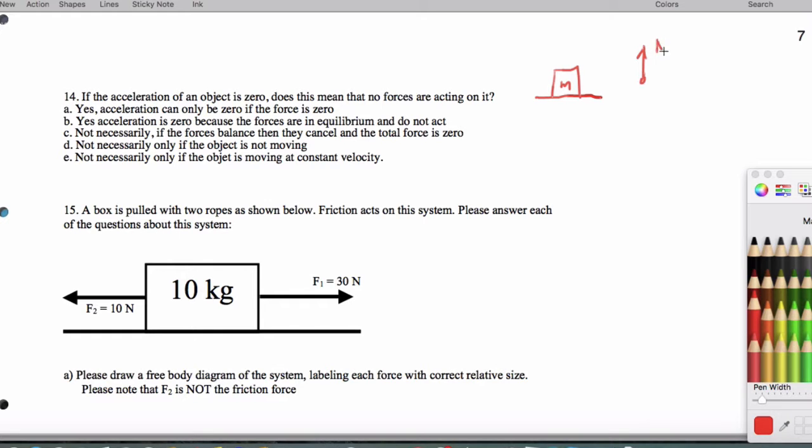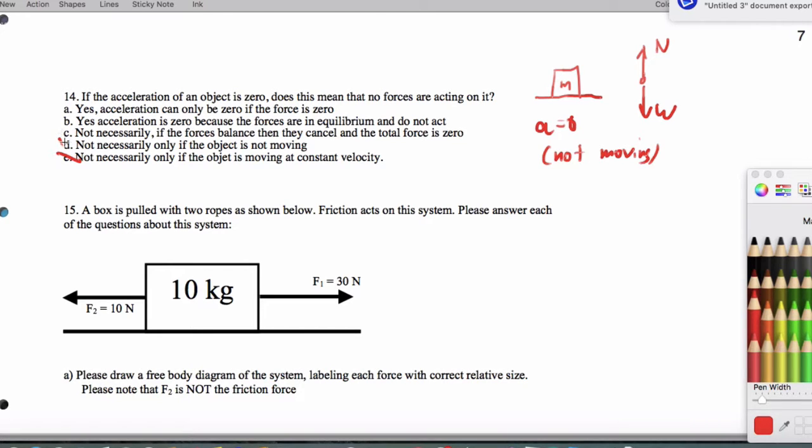A box that's standing still has a normal force, and it has a weight. So there's forces acting, but the acceleration is 0 because it's not moving. So let's see what choices actually work there. Well, this is clearly a distractor, and not necessarily only if the object is not moving.